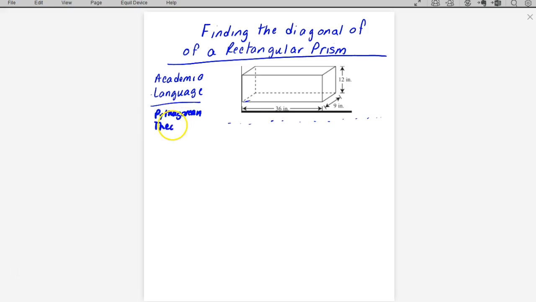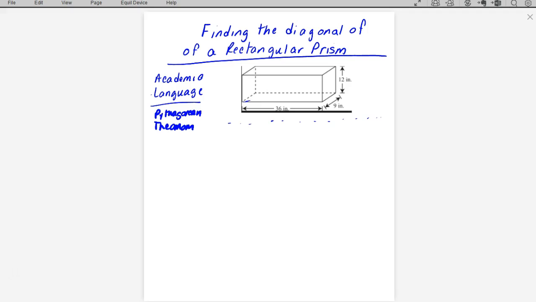Okay, so make sure you have your notebook out, and you're going to be putting these in your notebook. Make sure you have the title at the top, and please make sure you're writing everything down that I need.